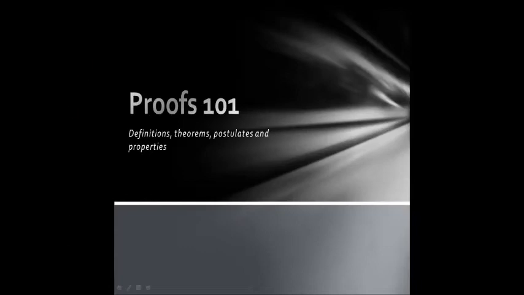Here we go. Proofs 101. Definitions, theorems, postulates, and properties. We're going to look at angles, perpendicular lines, right angles, linear pairs, and angle bisectors.